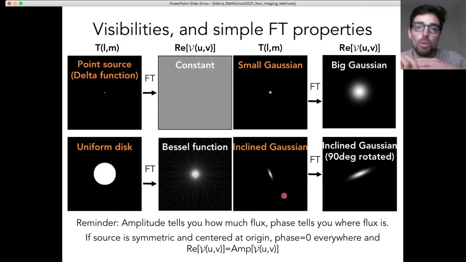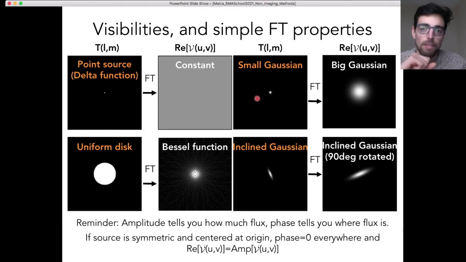Okay, so you'll have to remember that if you see a DC constant value in the real part of your visibility function, that corresponds to a point source or a delta function in the center of your image. So if you have a point source in the center of your image, imagine you have an unresolved astrophysical source, what will it look like in the visibility data? It will look like a constant at all UV points.